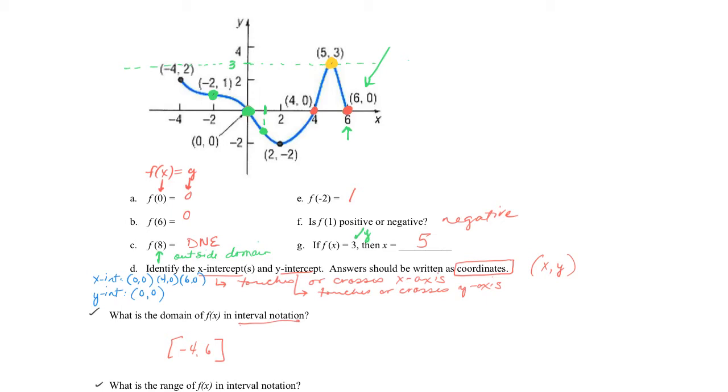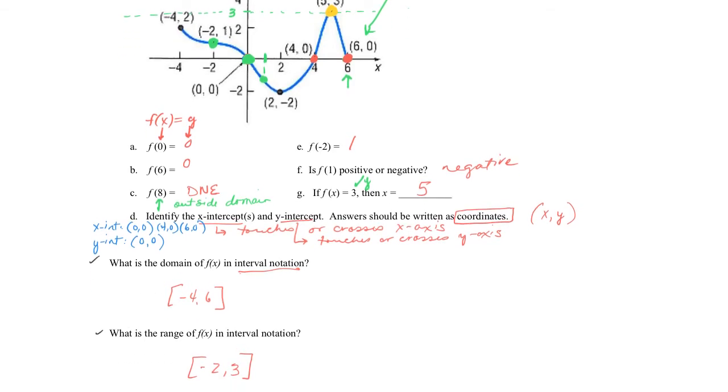X is 0, y is 0. And it happens to be one of them; it represents both an x-intercept and a y-intercept. Now for the domain, you should have -4 to 6. Make sure you have brackets because the values are both included.